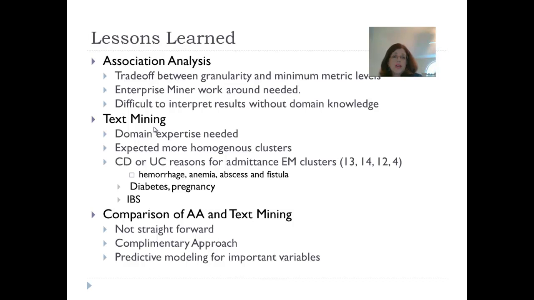So the clusters came out differently than we expected, but it was still very useful information and very usable for our analysis. We did find with the expectation maximization clusters, they were clusters 13, 14, 12, and 4. Usually the primary reason for admittance was Crohn's disease or ulcerative colitis. And we saw with those clusters that the other conditions for patients in that cluster would be blood loss, hemorrhage, anemia, abscess, and fistula, which are very much expected or, unfortunately, occur often with CD or UC.